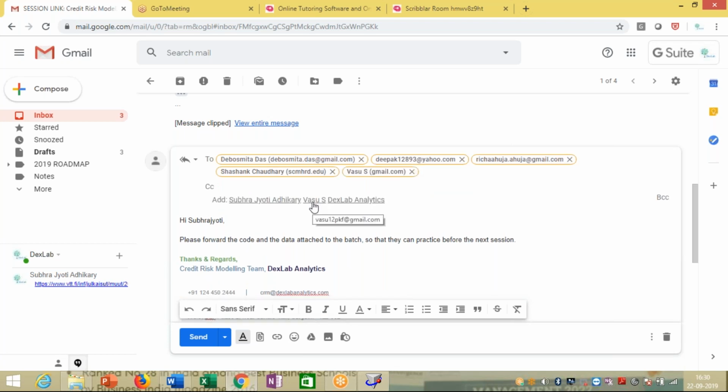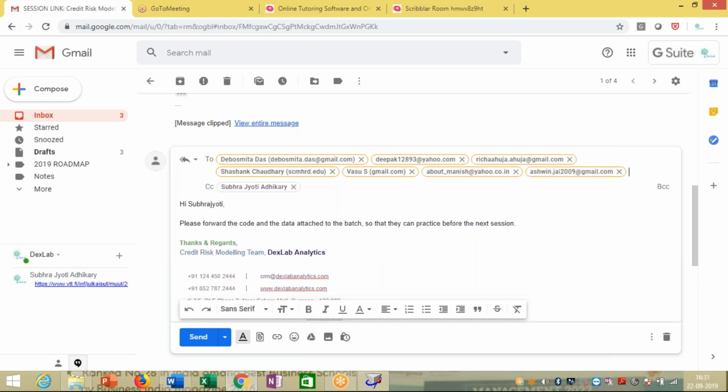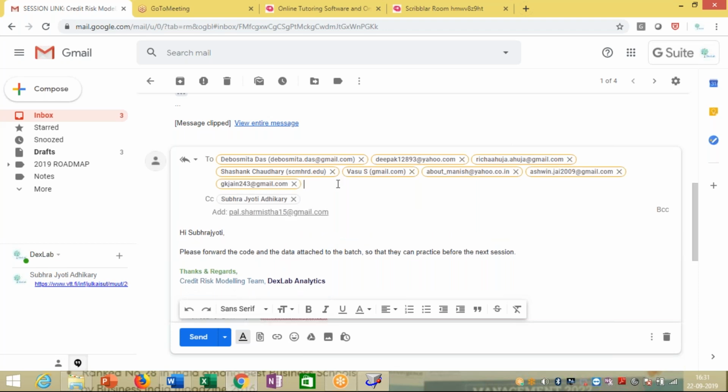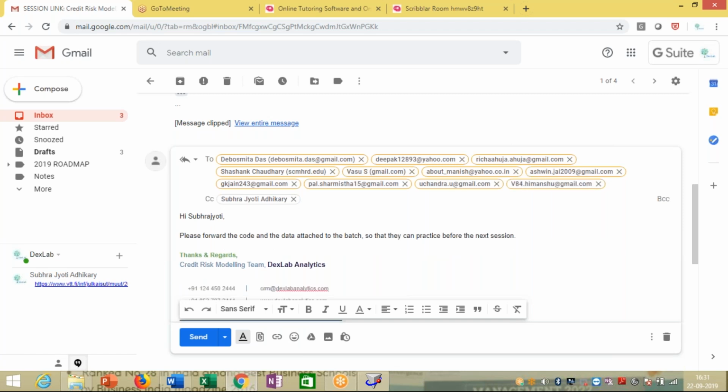Vasu, Shubho, Manish, Ashwin, Shobhishta is there, Himanshu is there. Fine. So I'm just sending it to you all. Just distribute it amongst yourselves. Someone please take the responsibility. Have I missed out anyone who is in the session currently?